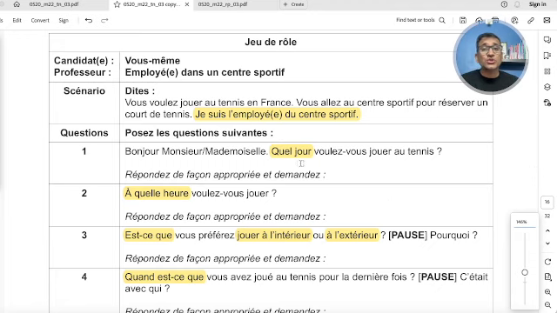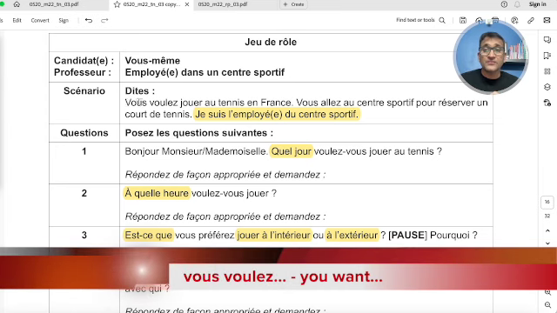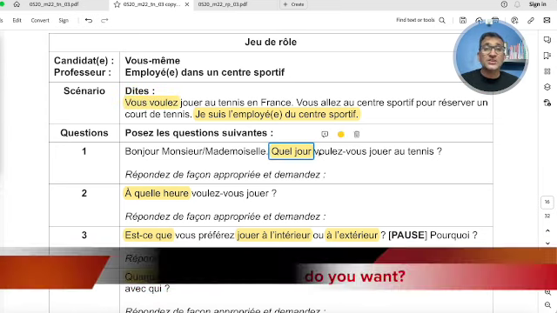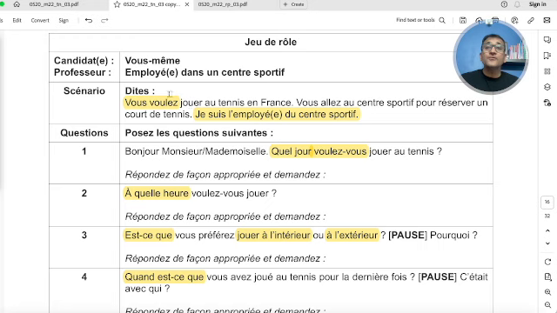Fine. So quel jour, and then the inversion formation of the question. Voulez-vous. For example, here is written vous voulez which means you want. Here, that's the inversion formation of the question which becomes do you want. Remember, vous voulez, you want. Voulez-vous, inversion of this becomes do you want. So, quel jour voulez-vous jouer au tennis?